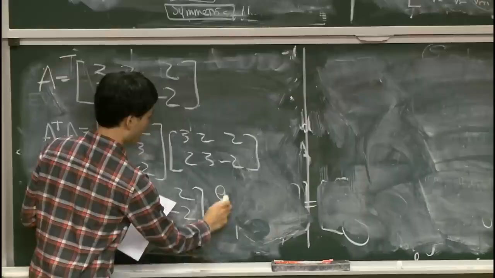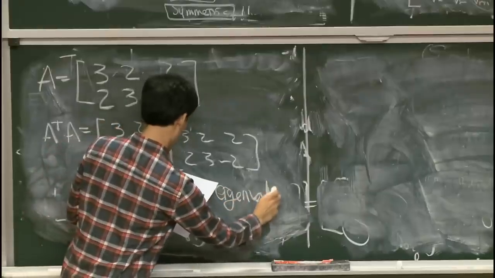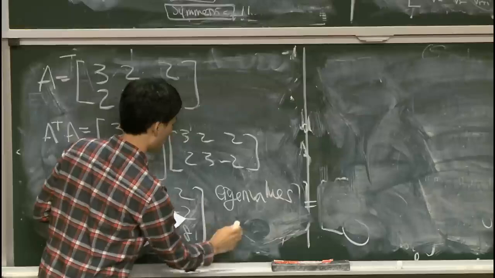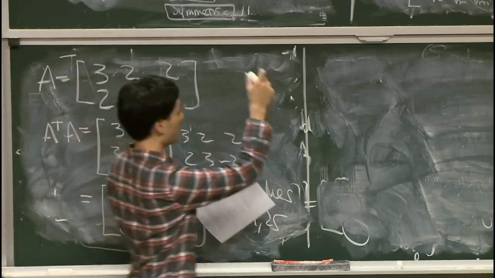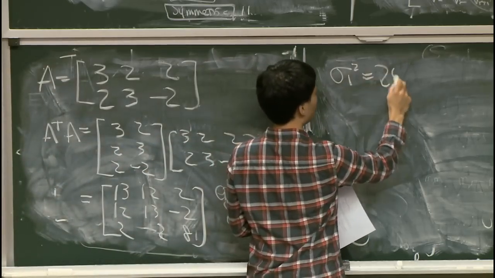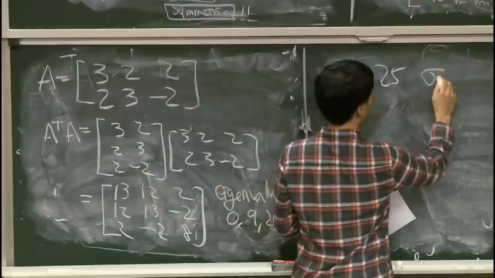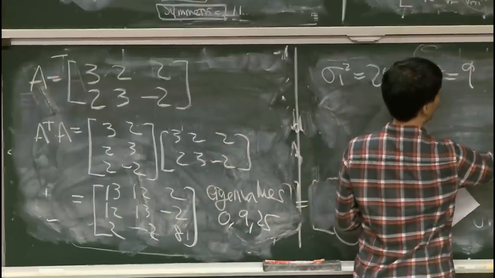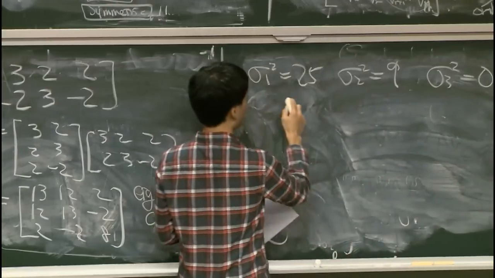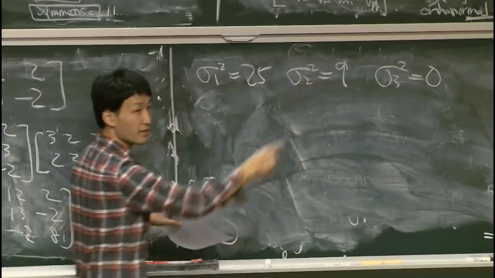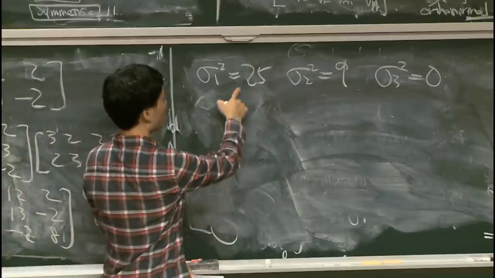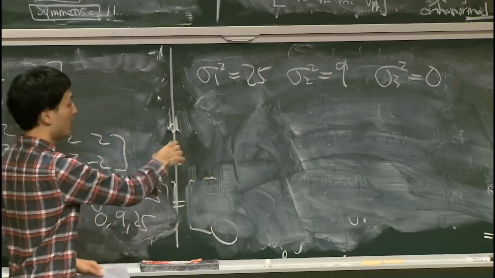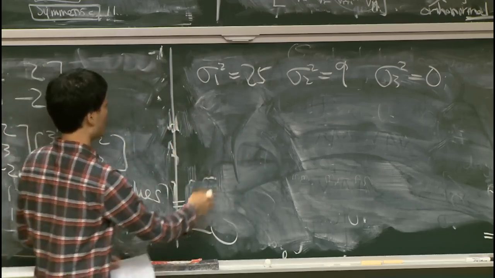And let me just say that the eigenvalues are 0, 9, and 25. Okay? So in this algorithm, sigma 1 squared will be 25, sigma 2 squared will be 9, and sigma 3 squared will be 0. So we can take sigma 1 to be 5, sigma 2 to be 3, sigma 3 to be 0. Now we have to find the corresponding eigenvectors to find the singular value decomposition.